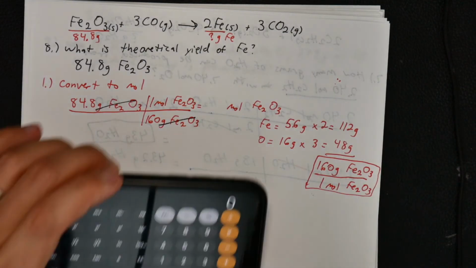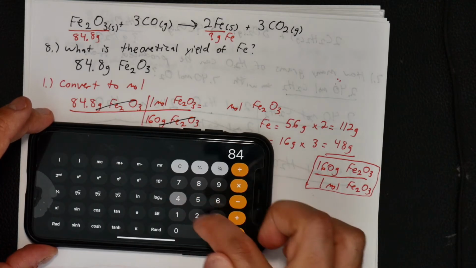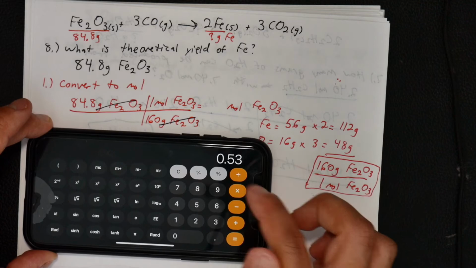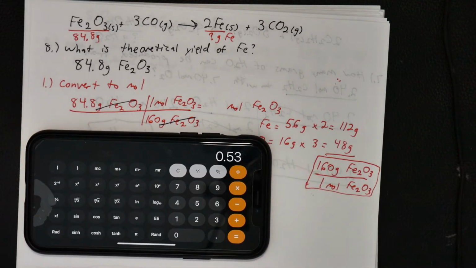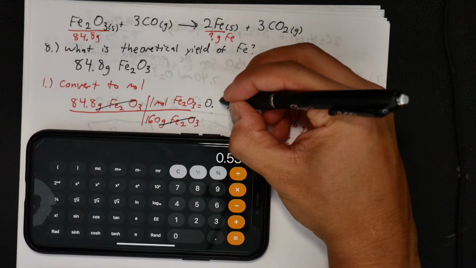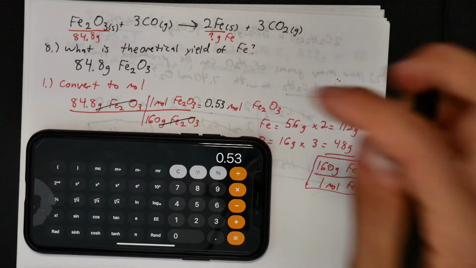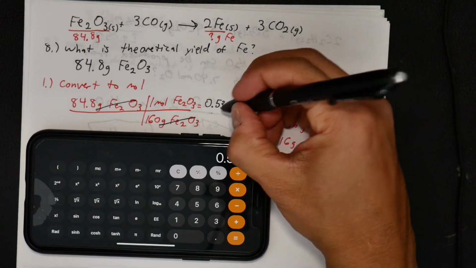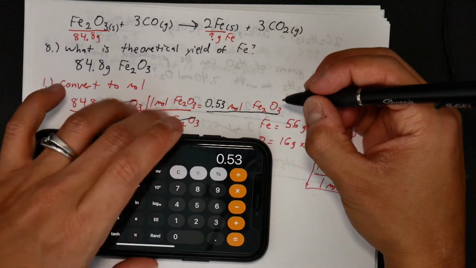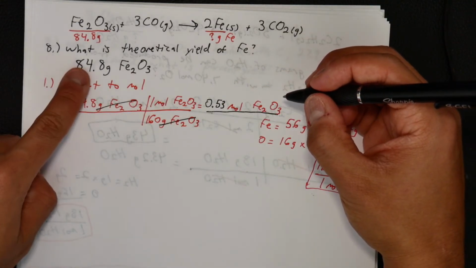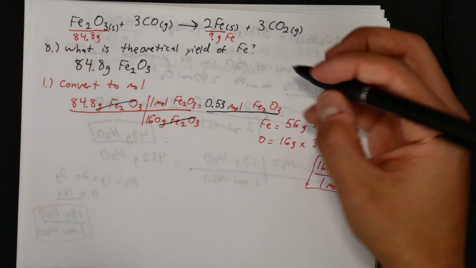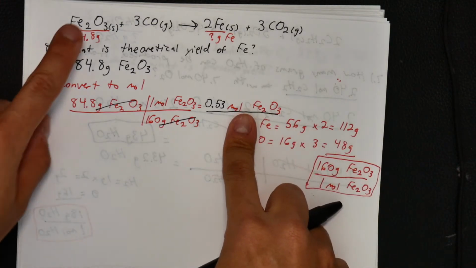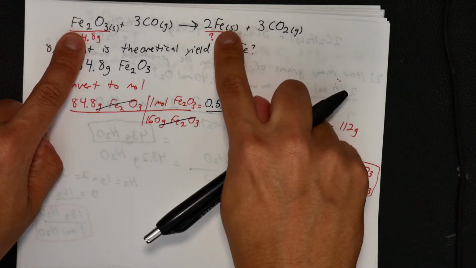So on a calculator, we're going to take 84.8 and divide that by 160. Okay, so we get 0.53 moles of Fe2O3. So we now have moles. Again, step 1 was to take our grams of this material and convert it to moles, which we just did. Step 2 now is we're going to go from moles of this material to moles of this material.